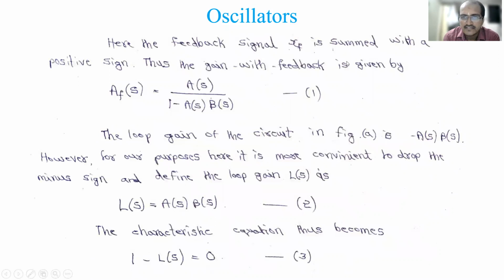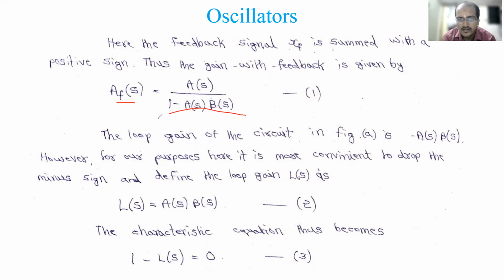Here the feedback signal xf is summed up with the input with the positive sign. That's why the gain with feedback is given by A of S, because again it is in S form, the Laplace domain. AF of S is equal to A of S by 1 minus A of S B of S, the same as in control system where you had G of S by 1 plus G of S H of S. Generally we will not write the S term because it is understood that we are measuring in that domain. So A divided by 1 minus A beta is the gain you have to remember for an oscillator circuit in general.